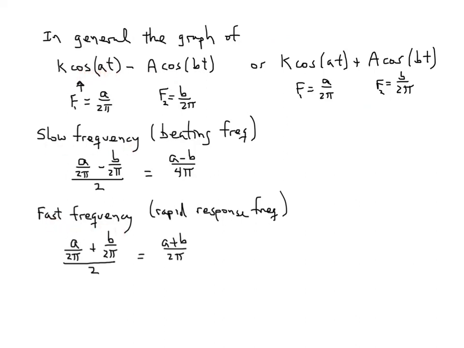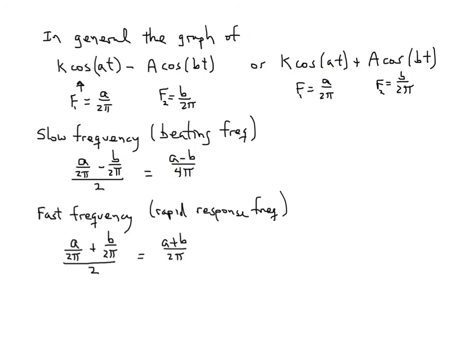When I look at an expression cosine of at, its period is 2 pi over a, but its frequency is a over 2 pi. And this one has a second frequency of b over 2 pi. On this side, if we were to be adding the cosine to another cosine, the same rules apply. There's no difference whatsoever in terms of computing the fast and slow frequency. We have two different frequencies. The slow frequency will always be the difference of the two divided by 2. And so in this case, our beating frequency will be a minus b over 4 pi.